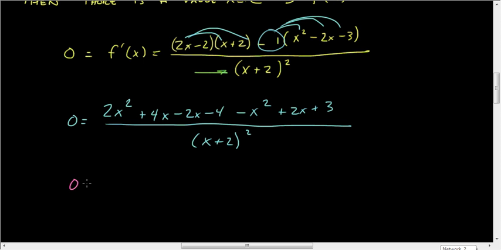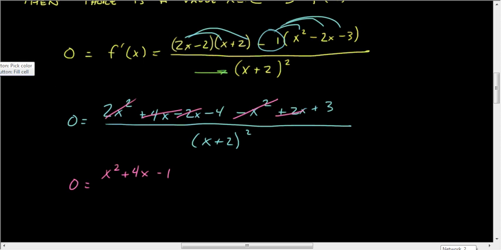Okay, so we have x squared, and that takes care of my 2x squared and my negative x squared. 4x plus 2x is 6x minus 2x is 4x, so we have plus 4x all together, and then we have negative 4 and 3 is negative 1. Okay, so all of that, that's all we really care about. Now let's go ahead and solve that.